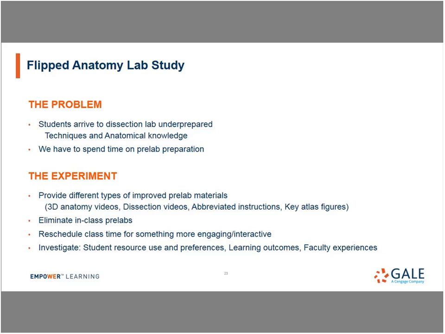So in this situation, we provided 4 different types of resources. We provided 3D anatomy videos that were created using the software that you saw. Dissection videos, which are actual videos of dissections. Both were narrated in a similar fashion. Abbreviated instructions, so we took the dissection manual and boiled it down to maybe 10 bullet points, and then some key figures from the anatomy atlases that we use in our courses.